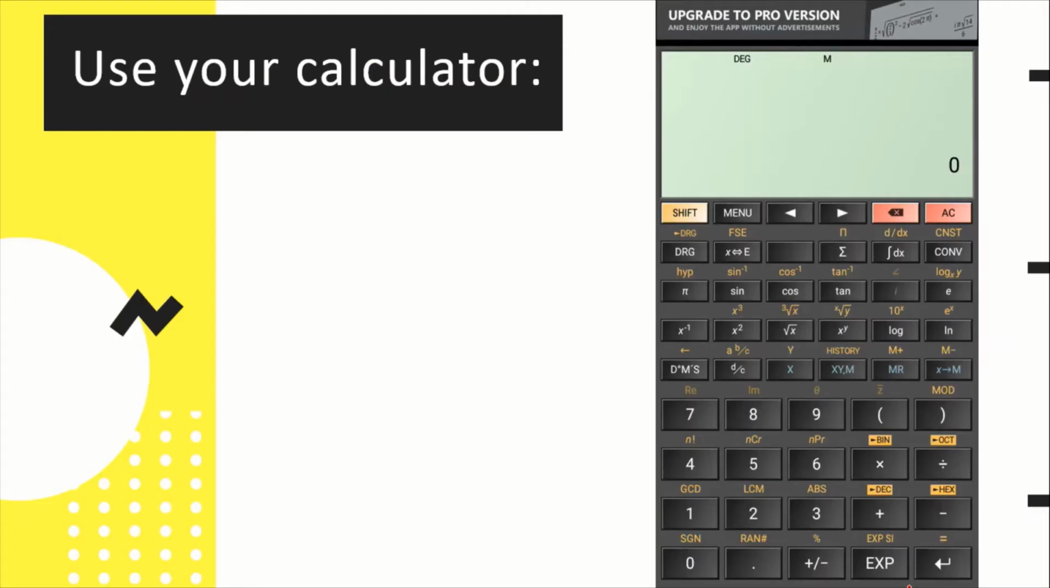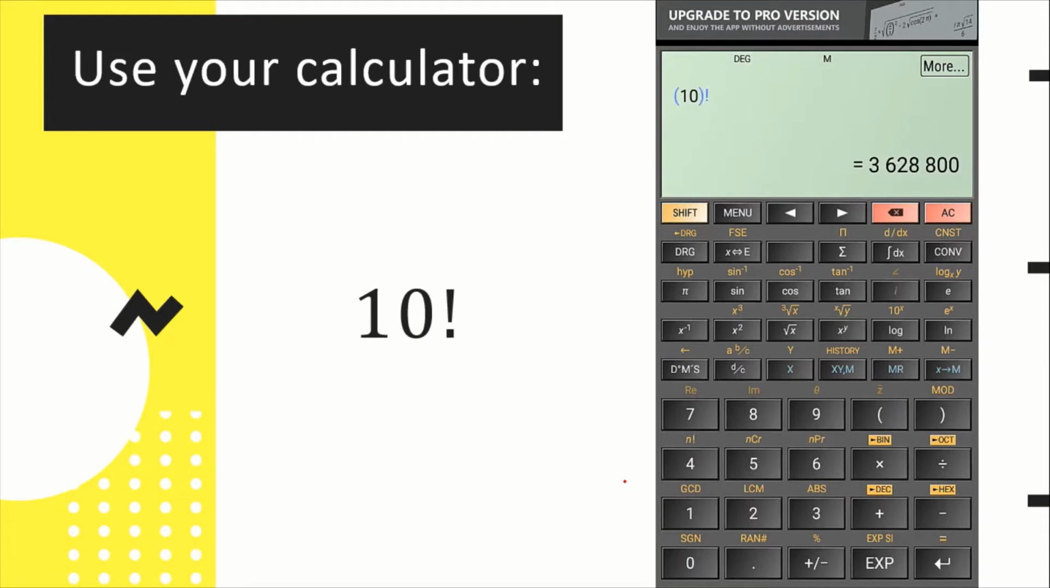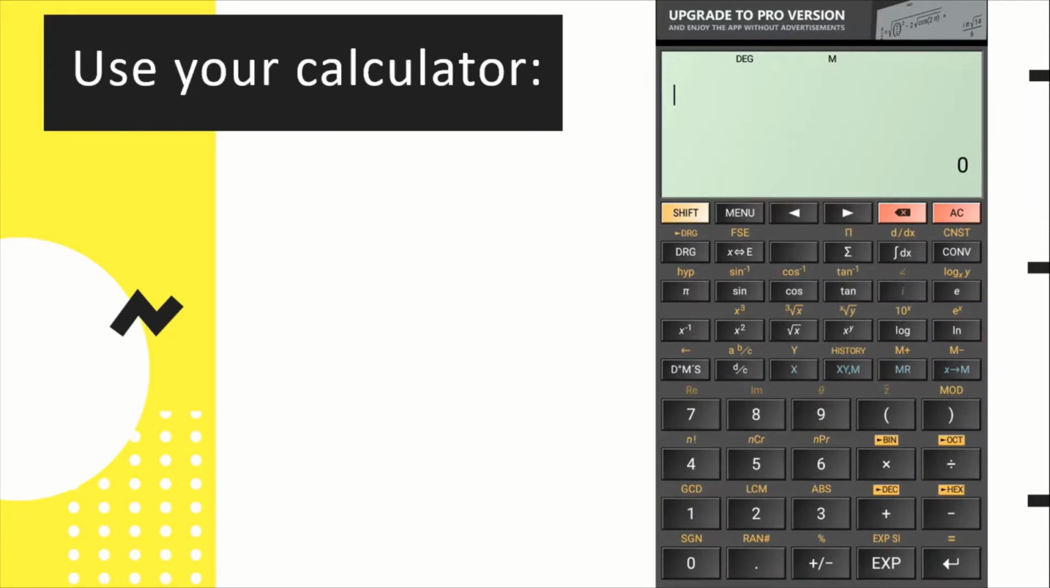Of course, pwede kayong gumamit ng calculator to evaluate factorial notations. Okay, so let's say we have 10 factorial. So, using your scientific calculator, hanapin nyo lang yung n factorial o kaya yung x factorial. So, since ito ay nasa taas ng key, so para magamit mo siya, kailangan pindutin mo muna yung shift. Okay, so let's have 1, 0, shift, then yung factorial notation. So, we have 3,628,800.